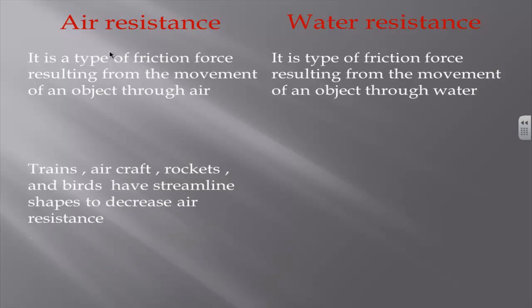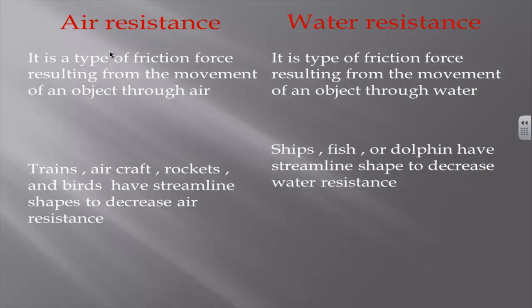Why do trains, aircraft, rockets, and birds have streamline shapes? Yes, to decrease air resistance. The same, we will find ships, fish, and dolphins having streamline shapes. Why? To decrease water resistance.